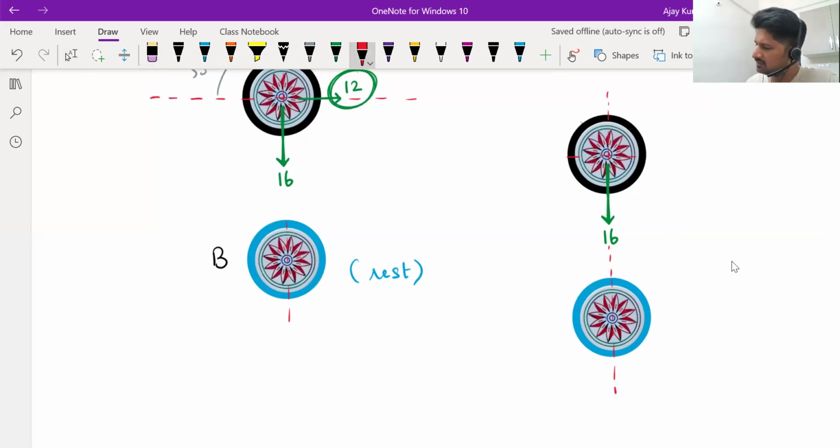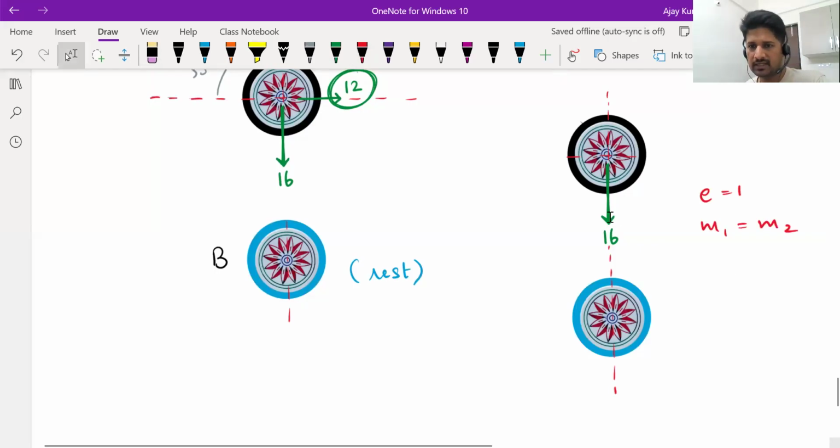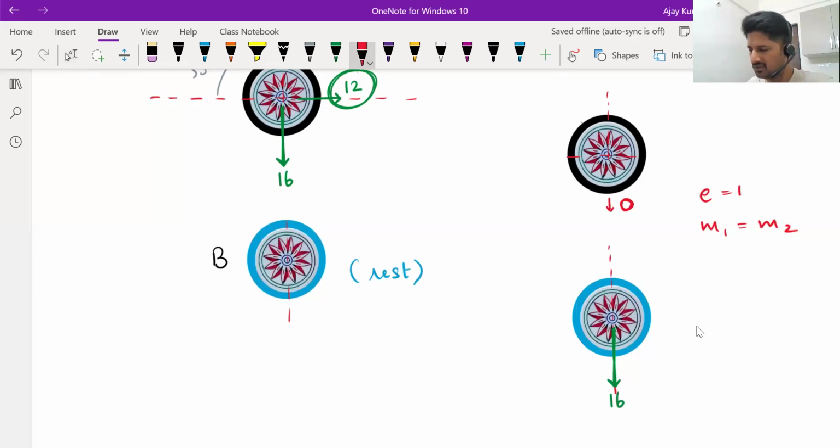Now what is happening? This is an elastic collision and you know the masses are equal. In an elastic collision, if masses are equal, their velocities will get exchanged. It means that the 16 component that is there goes to the other striker, that's all. The second striker was at rest. That velocity will come to this. So the first striker's y component becomes 0. The second striker gets that y component 16.